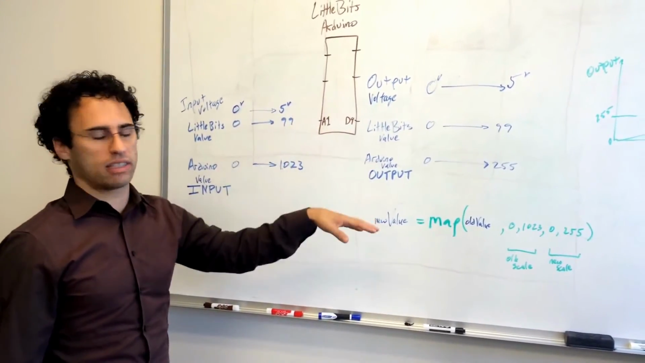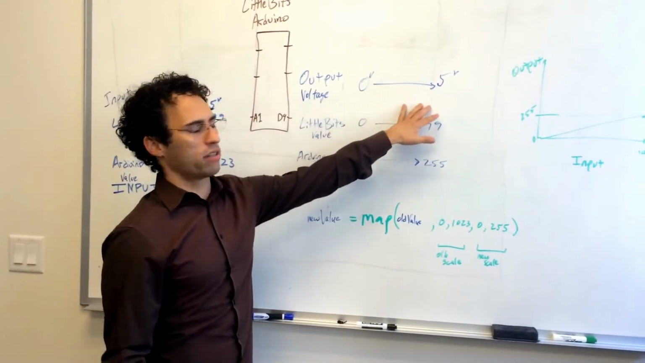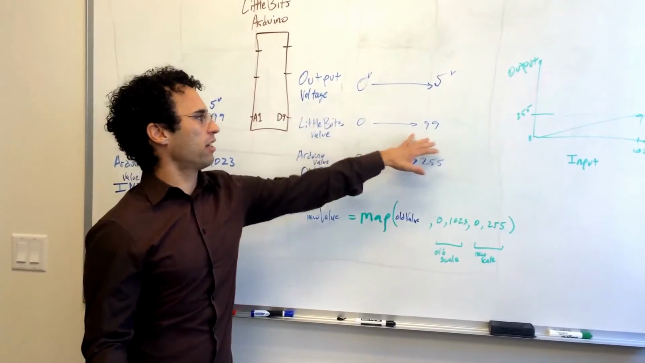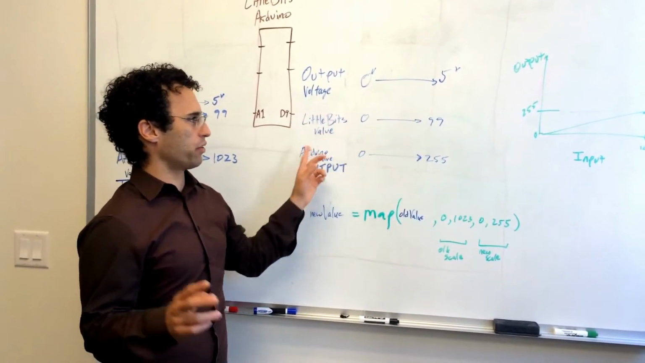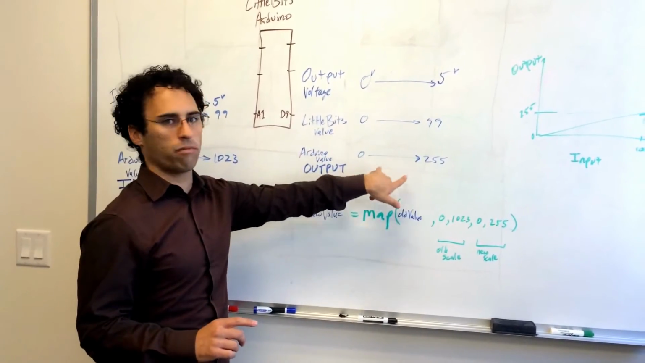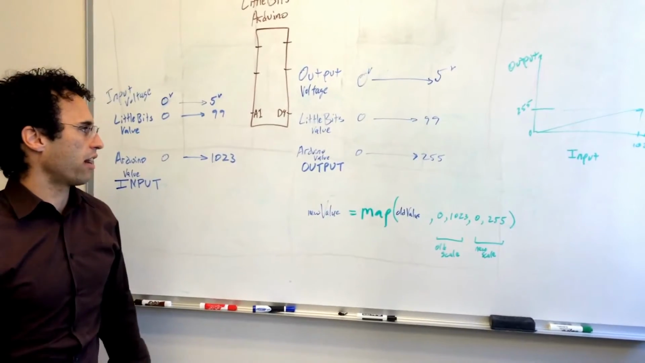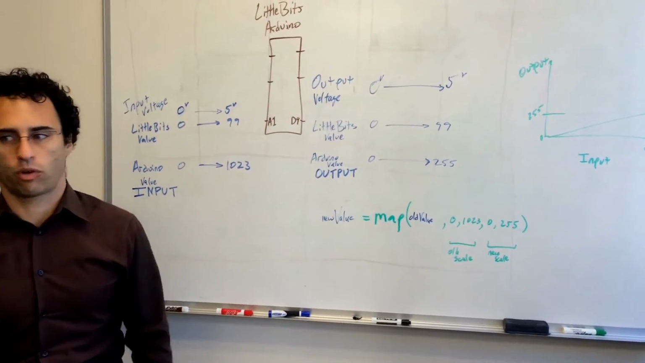On the output, it's a similar deal. So the output again is 0 to 5 volts. You've now been manipulating the data in a 0 to 99 LittleBits value scheme. But we got to fix that and put it 0 to 255. So the code also takes care of that. So this way the Arduino works properly.